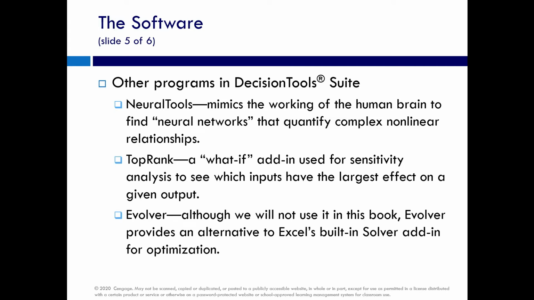Other programs in the DecisionTools Suite: NeuralTools mimics the working of the human brain to find neural networks that quantify complex nonlinear relations. TopRank, a what-if add-in used for sensitivity analysis, shows which inputs have the largest effect on a given output. Evolver, although we will not use it in this book, provides an alternative to Excel's Solver.